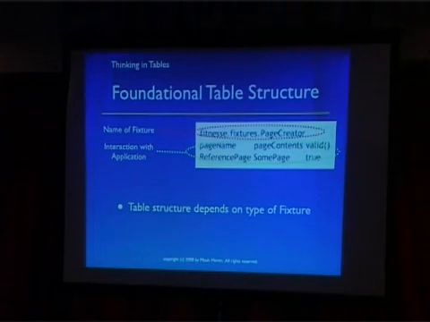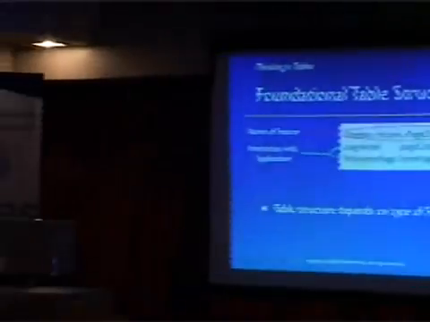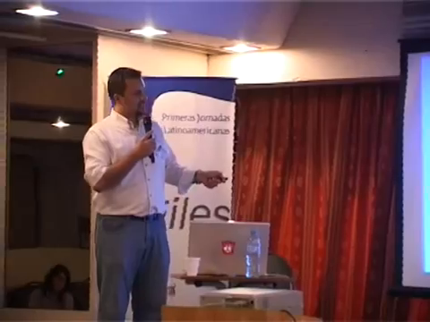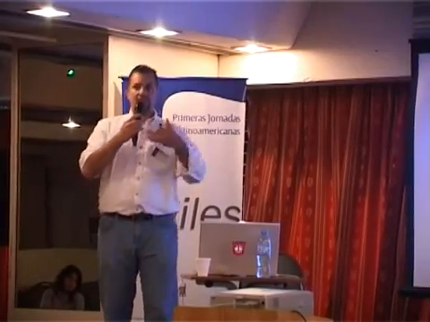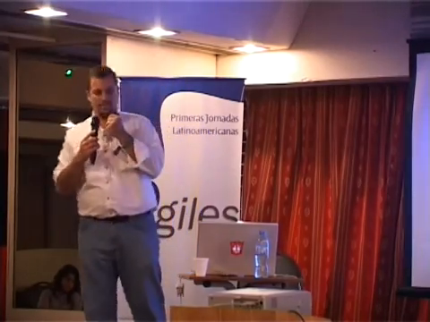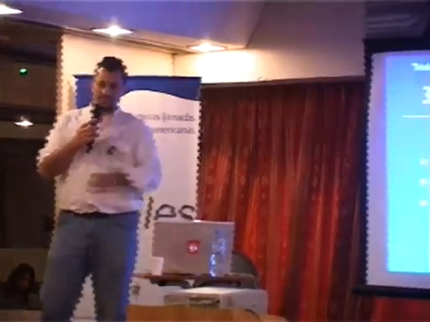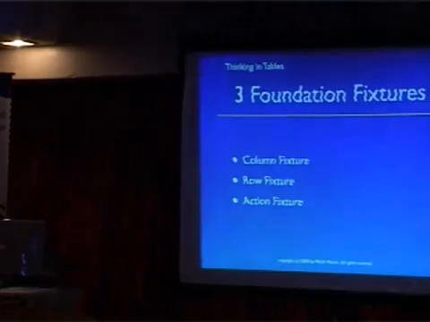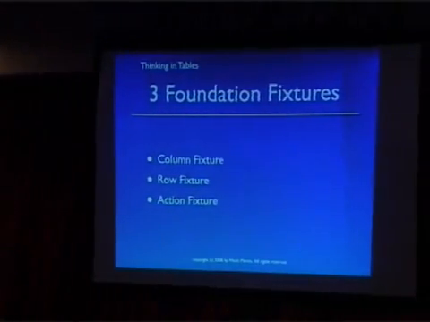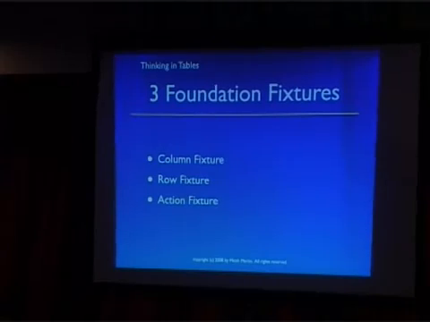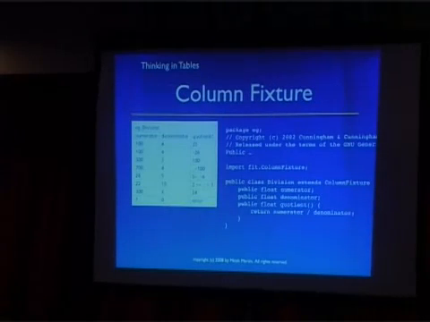If we take a close look at one of those tables, you'll notice that every table starts with a row. This row is the name of the fixture. You have to tell Fit which fixture is going to execute this table. And the rest of the table, everything after that, is interactions with the system. There are 3 types of fixtures, fundamental fixtures, that is. You can create any custom fixture you want, but Fit comes with 3 fundamental fixtures. They're column fixture, row fixture, and action fixture.